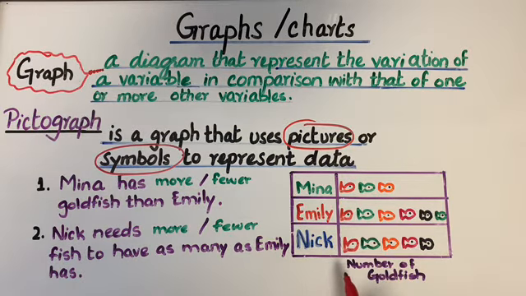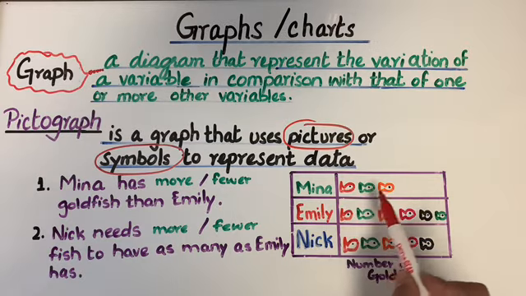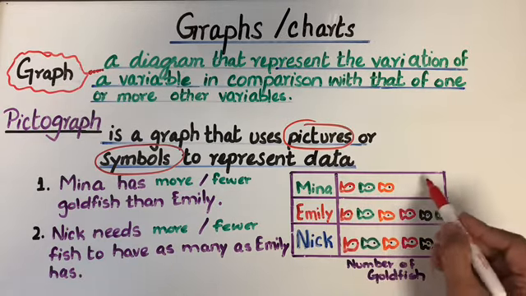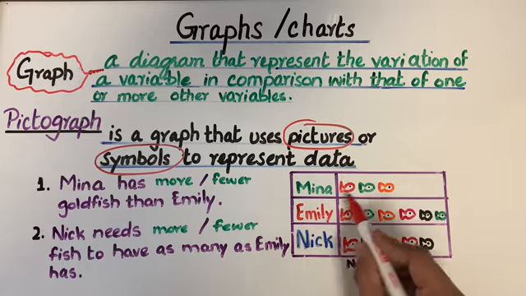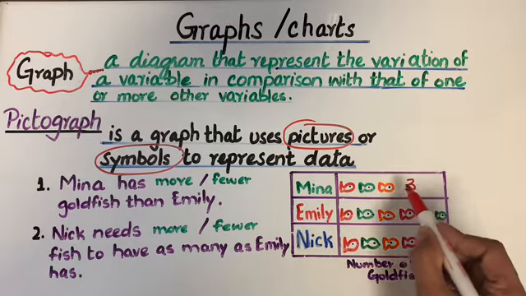Here is an example of a pictograph. In this pictograph, we are using the pictures of goldfish which are representing the data. How many goldfish Meena has? Let me write the total number in digits. 1, 2, 3. Meena has 3 goldfish.